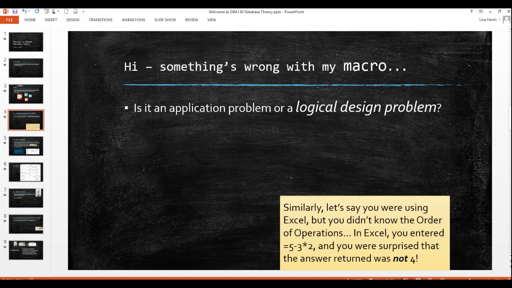Well, this is what happened. Hi, something's wrong with my macro. Can you take a look at my database and see what the issue is? Or I think it's Access. Access seems to be acting up.